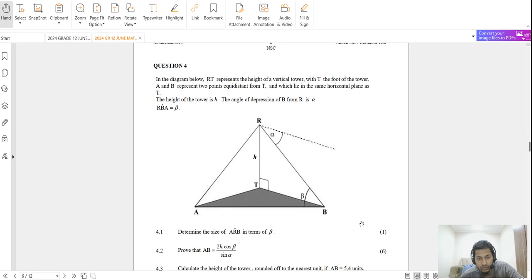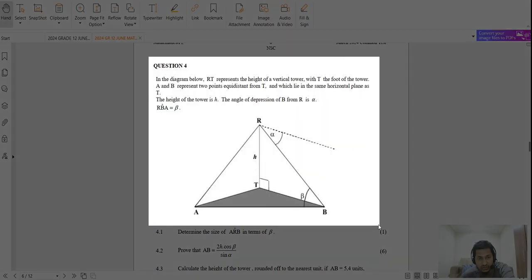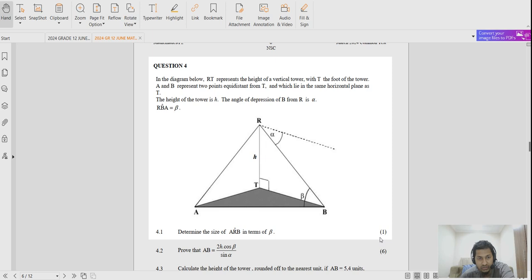Moving on to the next question, which is solution of triangles. So let's see what they're trying to do here. Question 4. It looks like a paper from past papers. Not so bad.